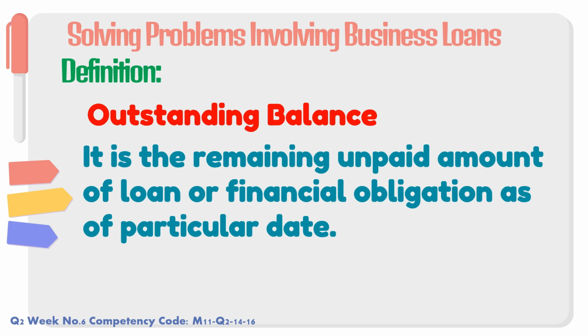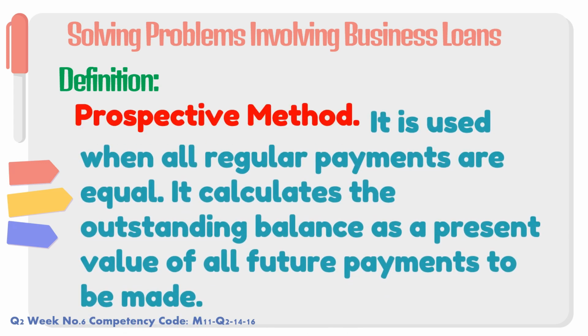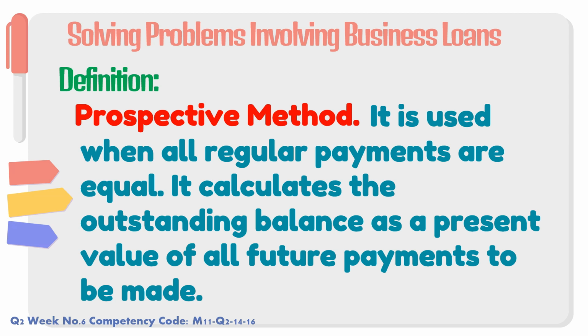Outstanding balance is denoted by B sub K at the end of period K. There are two ways of solving outstanding balance. The first is the prospective method. The prospective method is used when all regular payments are equal. It calculates the outstanding balance as the present value of all future payments to be made.